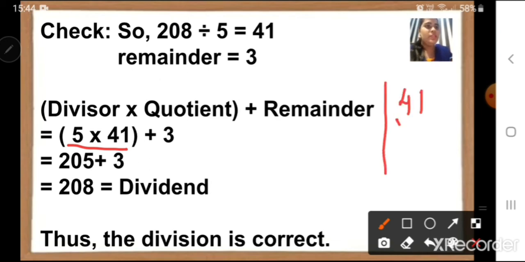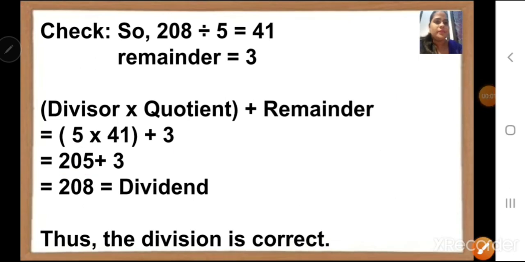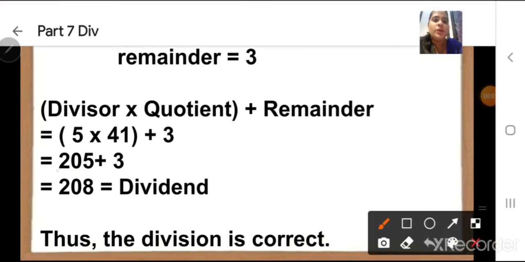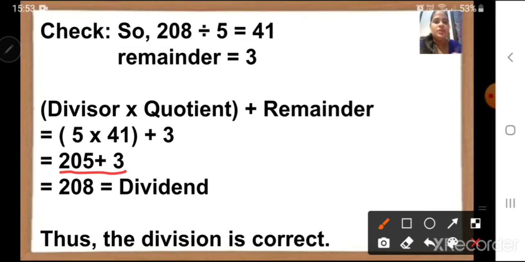So 41 into 5. 5 ones are 5, 5 fours are 20. Right? So we have got here 205. So I have written here 205 plus number 3, which is here. That will come down. So we have to add 205 plus 3, which is equal to 208. Right? Children, 208 is equal to dividend. Right? So that means our division is correct. This is the last statement that we have to write.